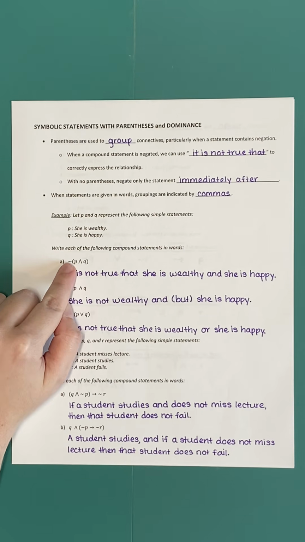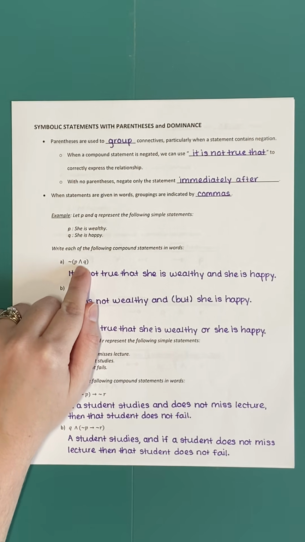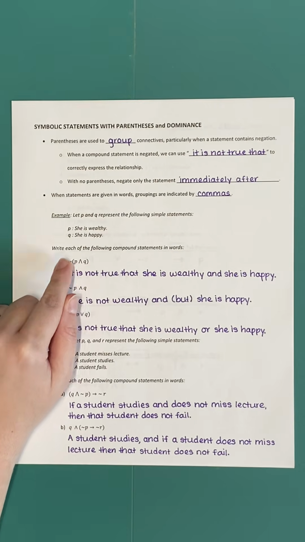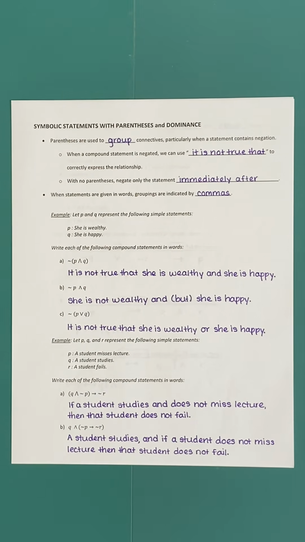So negation of P and Q. P conjunction Q. Remember the up arrow, that means and. That is a conjunction, okay? So negated P and Q. Well, just like any other situation, start inside parentheses. Think about what happens inside parentheses. P and Q, how would we write that in words? Well, P and Q would be she is wealthy and she is happy.